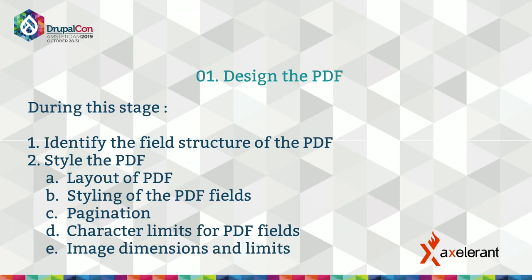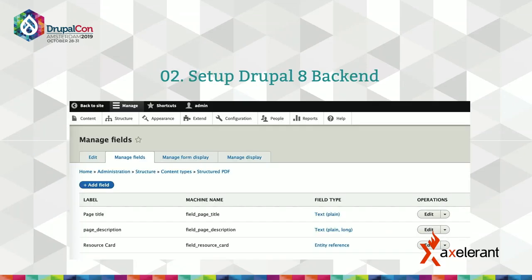So yeah, that's the brief about designing the PDF before we jump into Drupal things. Next one, setting up Drupal 8 backend. So as we create content, we set up a basic content type for this. It's called structured PDF. It has a page title, it has a page description, and it has a resource card. Simple enough. Resource card is an entity reference field.